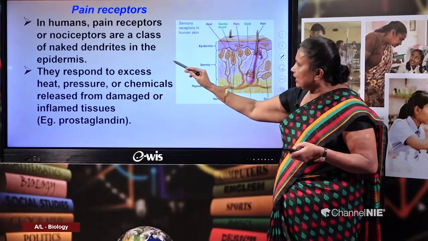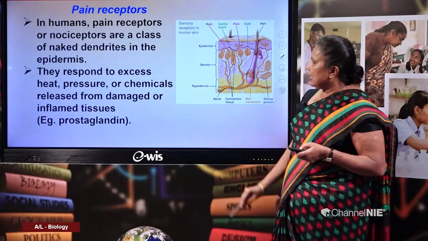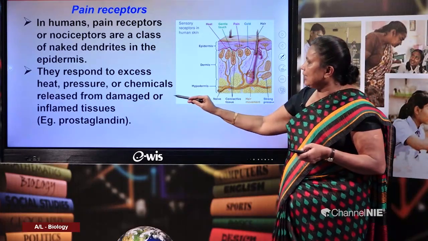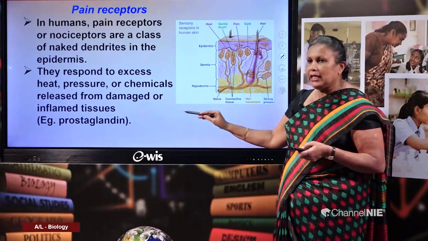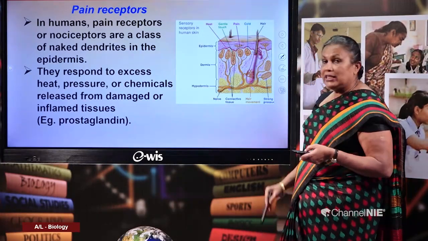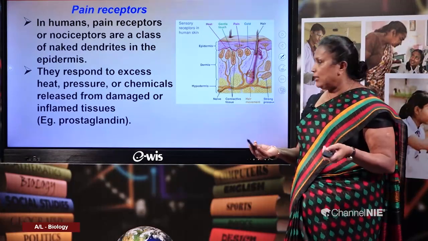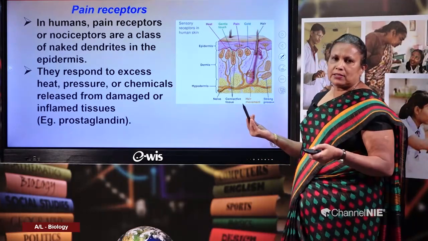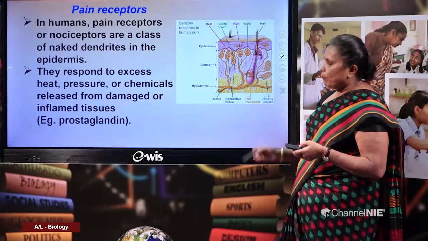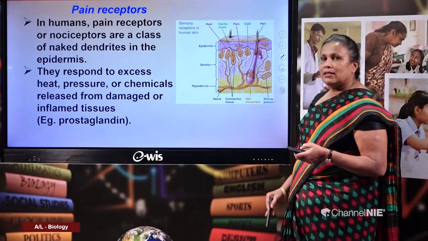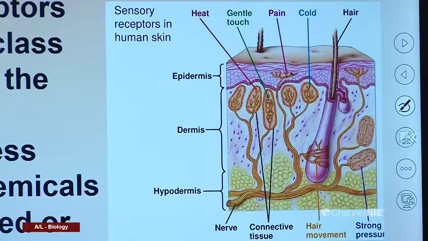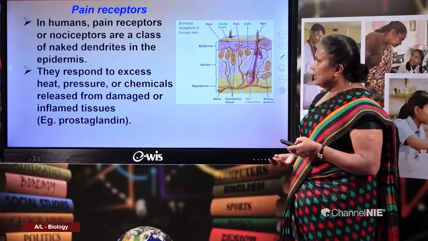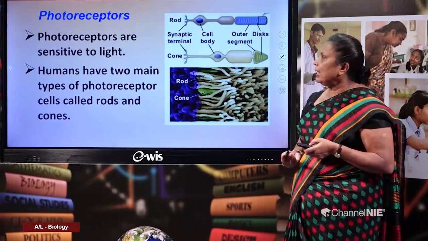In humans, pain receptors or nociceptors are a class of naked dendrites in the epidermis. They respond to excess heat, pressure or chemical release from damaged or inflamed tissues. Inflamed or damaged tissues produce prostaglandins, which stimulate the pain receptors. So pain receptors are also important. These are very important for the survival of the organism, mainly we are talking about the human sensory organs.